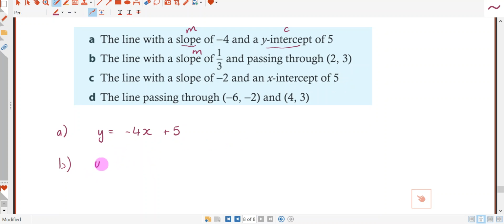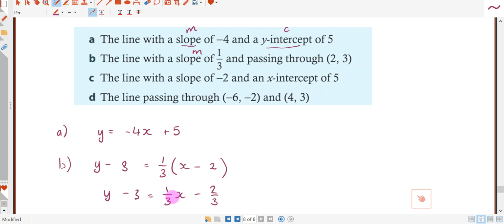So we can say y minus 3 equals 1/3 of x minus 2. Okay. Which I can change to mx plus c if I want by doing 1/3 of x minus 2/3.